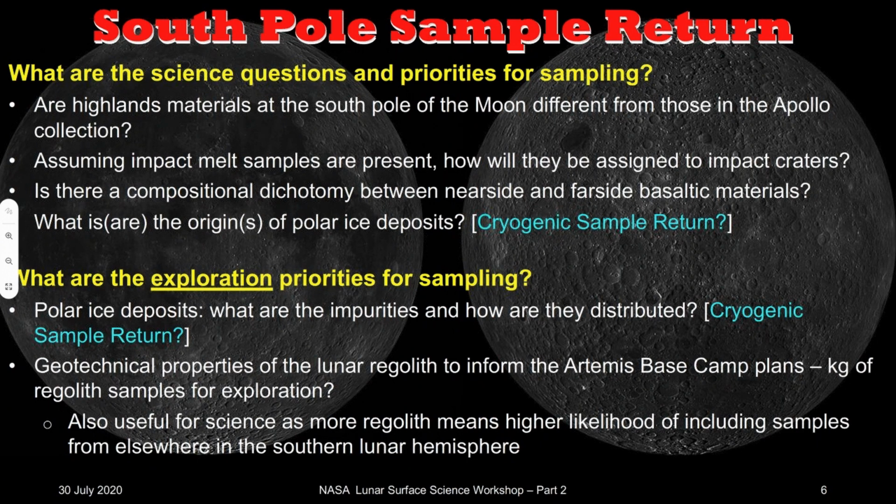And what are the exploration priorities for sampling? Again, polar ice deposits come front and center here. What are the impurities and how are they distributed? Geotechnical properties of the lunar regolith to inform Artemis base camp plans. So I'm hoping that we have kilograms of regolith samples being returned, which would also be useful for science.